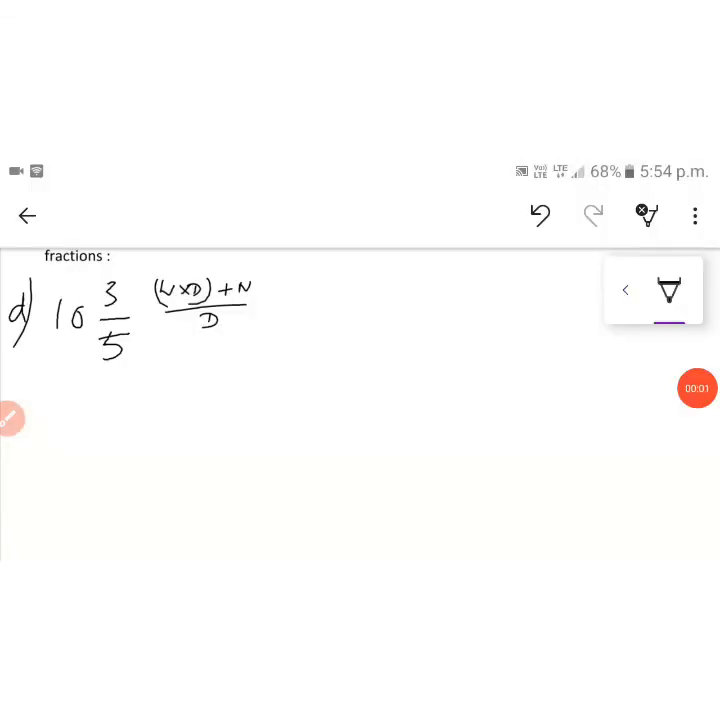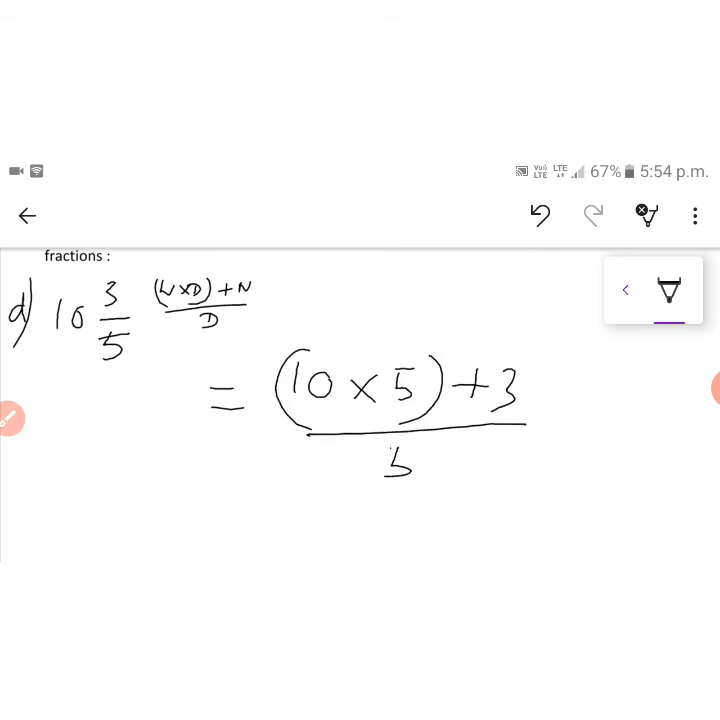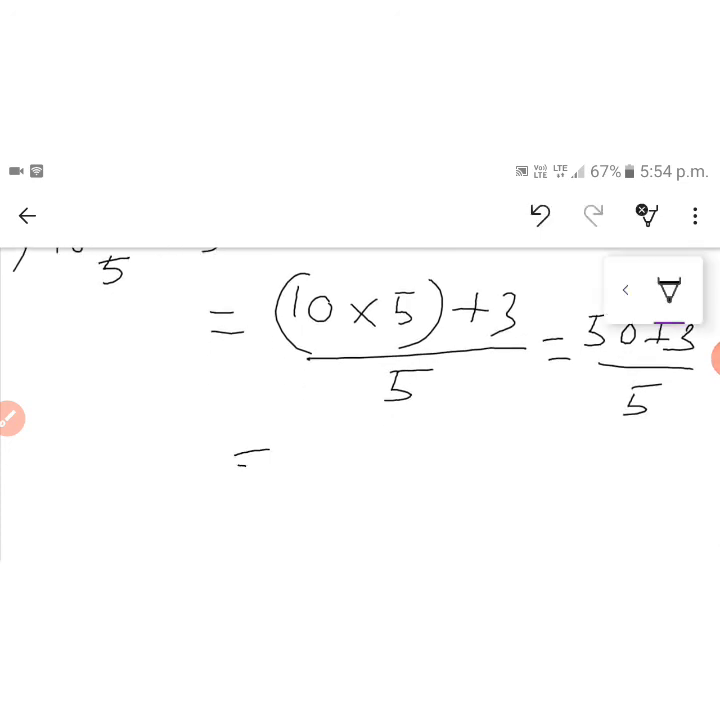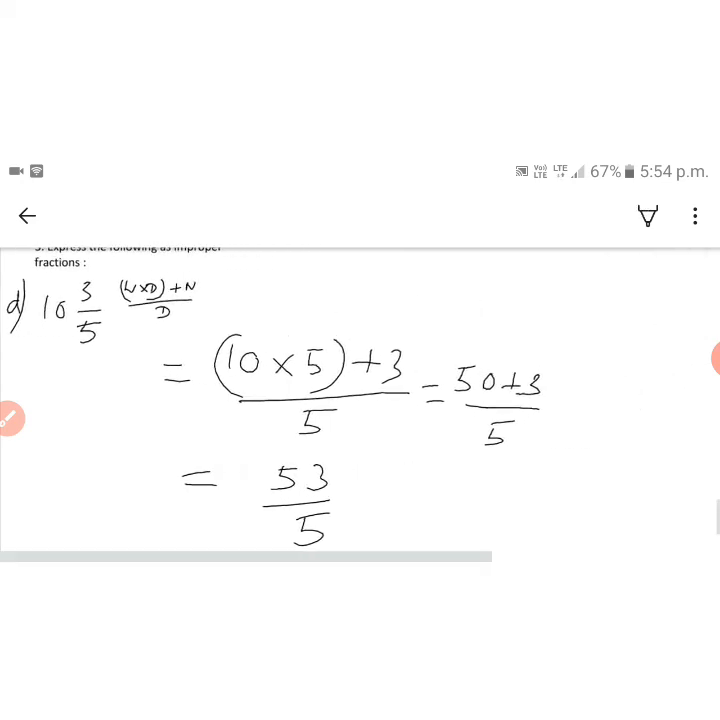D part: 10, 3 by 5. Whole into denominator plus numerator, which is 3, by the denominator, which is 5. 10 into 5 is 50, plus 3 by 5. 50 plus 3 is equal to 53 by 5. Therefore, the answer is 53 by 5.